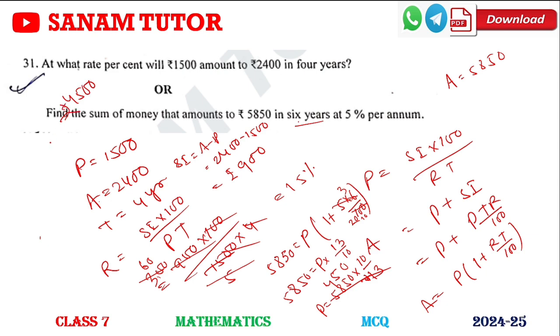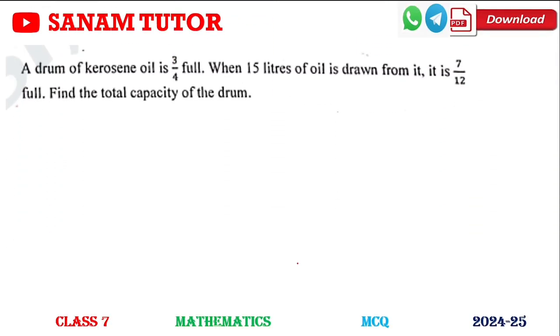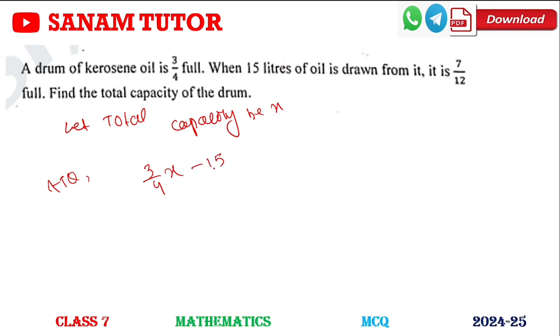Next question. A drum of kerosene oil is 3 by 4 full, and when 15 liters are removed it becomes 7 by 12 full. Suppose the total capacity is X. According to the question, the drum is 3 by 4 X. When 15 liters are subtracted, it will be 7 by 12 X. So 3 by 4 X minus 7 by 12 X equals 15.